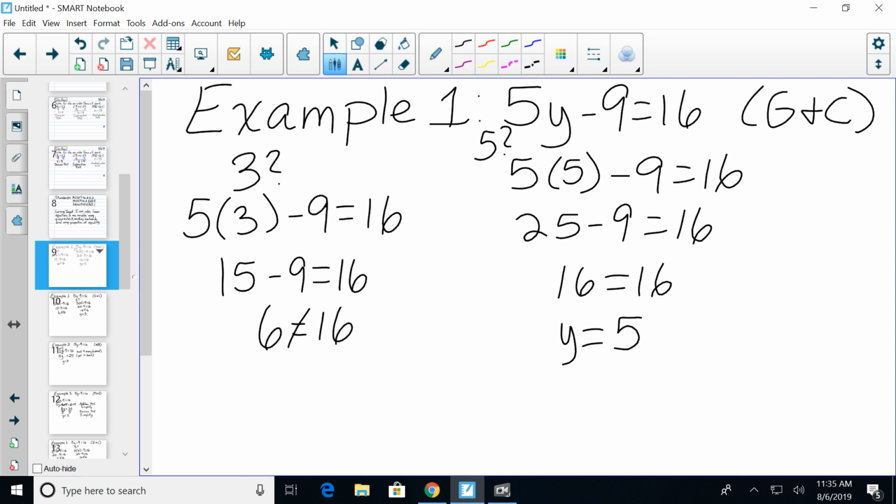So to sum up, guess and check, if I make a guess and my answer is bigger than what I needed, what must you do with your guess? Make it smaller. If my guess produces an answer that is smaller than what I need, then what happens with my guess? I've got to go up. Questions?